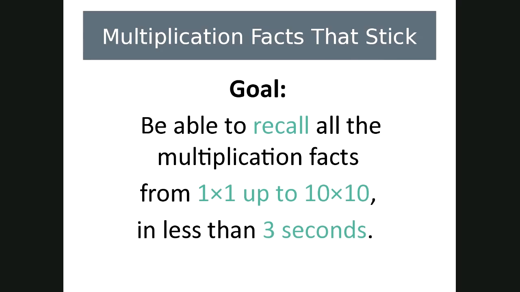Our goal for our kids is for them to be able to recall all these multiplication facts from 1 times 1 up to 10 times 10 in less than 3 seconds. And I give this as a general guideline. It really depends on your child what this optimal time is. If you have a child who tends to process information very quickly and can respond very quickly to questions, you should probably try to go for less than a second, to be able to say 7 times 6 and have your child just shoot back at you 42.